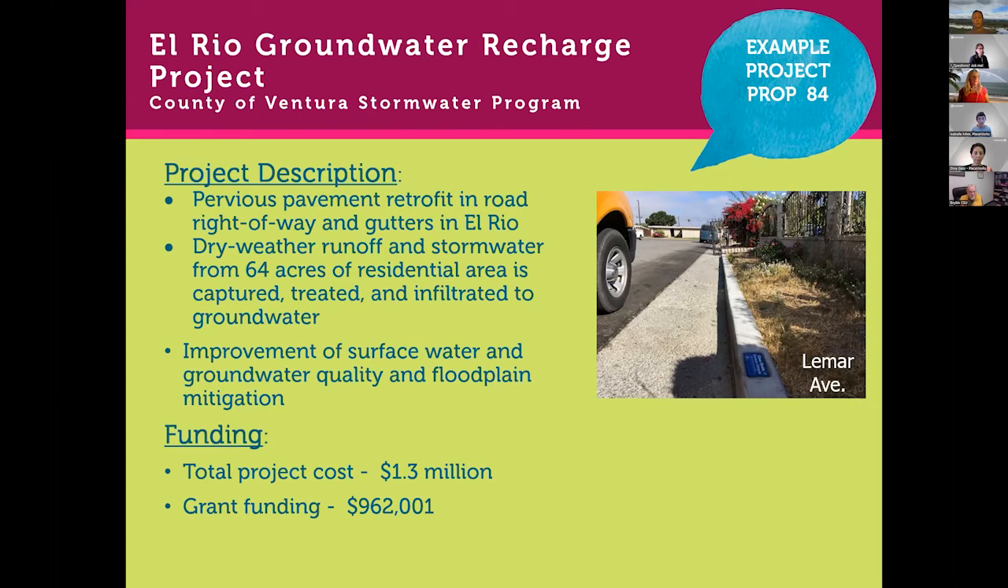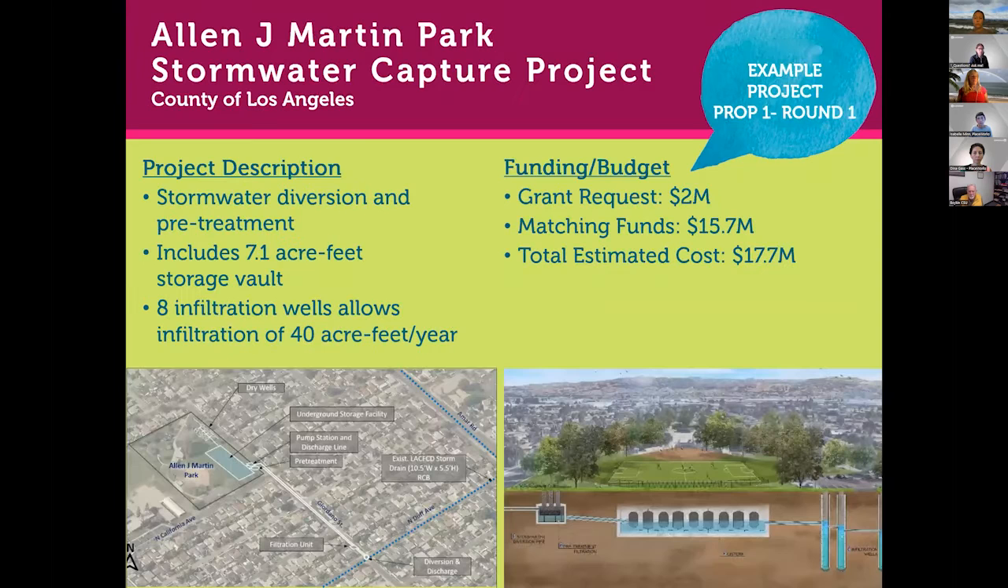That was a much more modest project funded through Proposition 84, probably about 5 years ago. The total cost of that project was $1.3 million, and the grant funding was $962,000. And that project has been completed and has been working. When there are additional storm flows coming through that area, it increases the water available in the groundwater basin. Next project, or next slide.